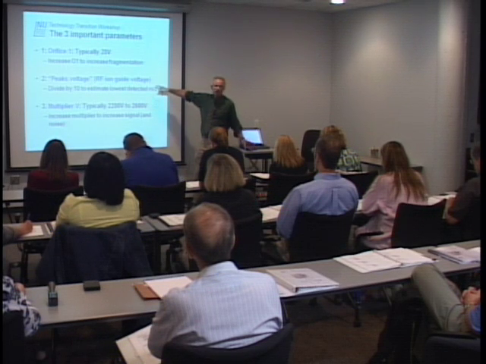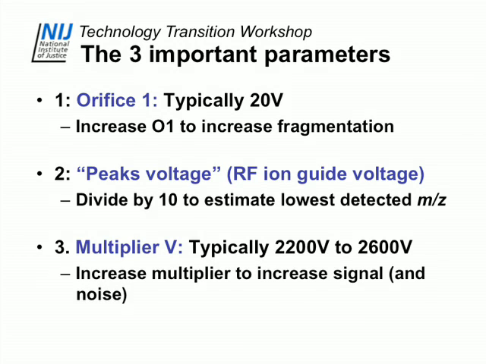The RF ion guide voltage, it's called peaks voltage in the software. That's a number that tells you what the RF amplitude is. You just take that number and divide by 10, and that's going to be about the lowest mass you see. So if it's set to 600, the lowest mass you're going to see is about mass 60. If it's set to 1,000, the lowest mass you're going to see is about 100. So that's pretty easy to figure out.